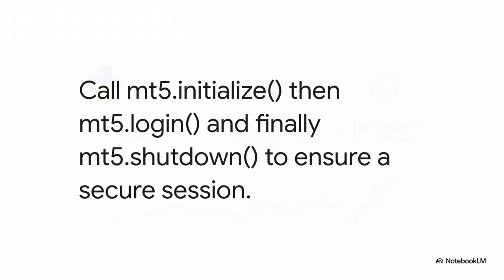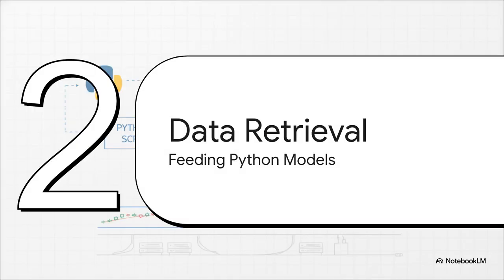Looking at the Python code, that handshake is incredibly straightforward. You explicitly call mt5.initialize to start the terminal process, and then you follow that right up with mt5.login using your credentials. And look, absolutely zero market data is going to flow until those two steps succeed. Once you're done, just like any pro engineer cleaning up their workspace, calling mt5.shutdown is mandatory to end your session safely. All right, Section 3, high-performance data retrieval.